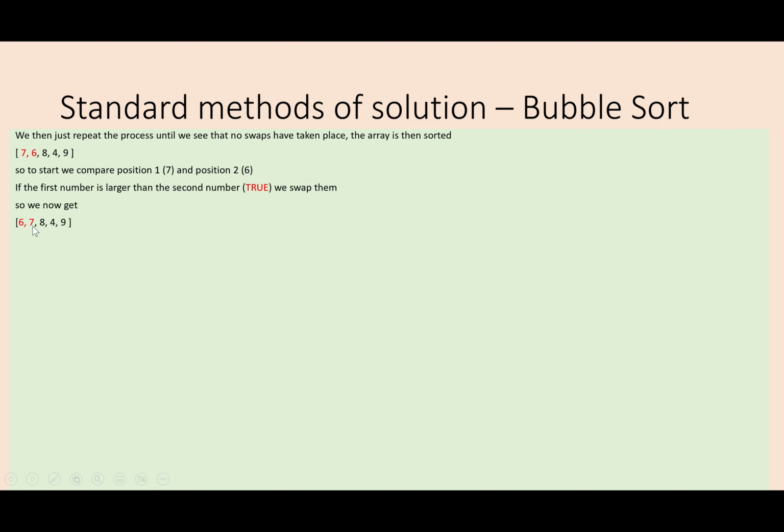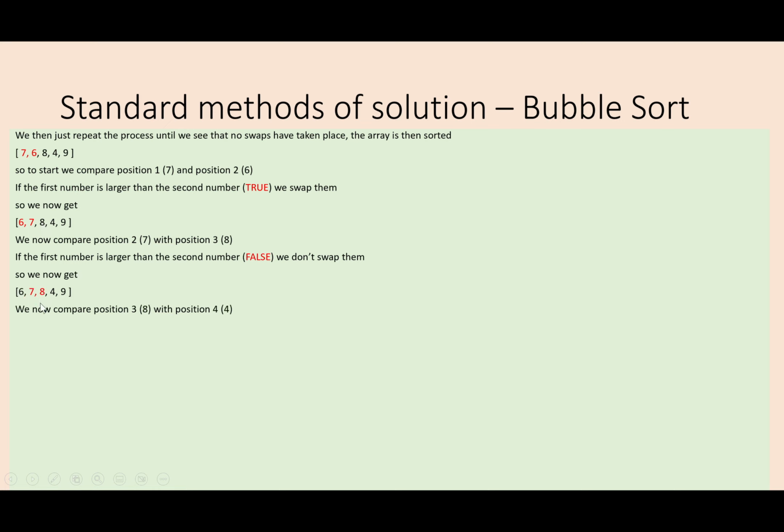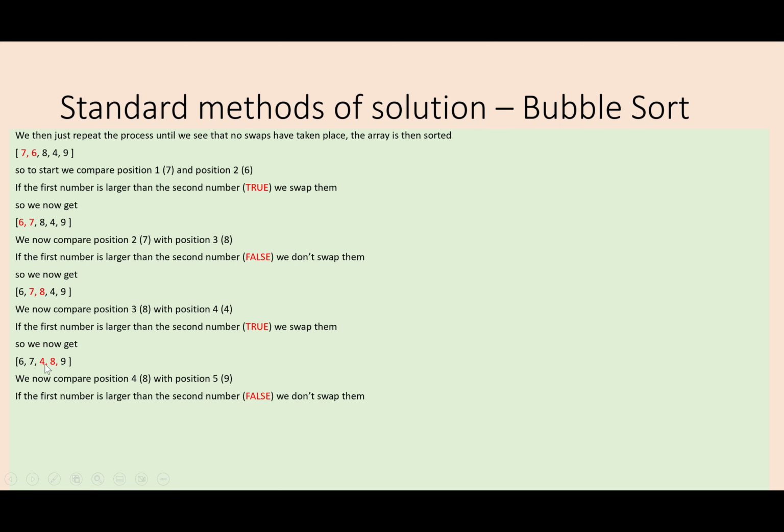We're now going to compare position 2 with position 3. That's 7 and 8. And 7 isn't bigger than 8. That's a false. So we're not going to swap them. That's going to stay the same. We're now going to compare position 3, which is 8, with position 4, which is 4. And 8 is bigger than 4, that's true, so we're going to swap them around. And then finally we're going to compare position 4, which is 8, with position 5, which is 9. And 8 isn't bigger than 9, that's a false, we're going to leave them alone. So the array is going to stay the same.